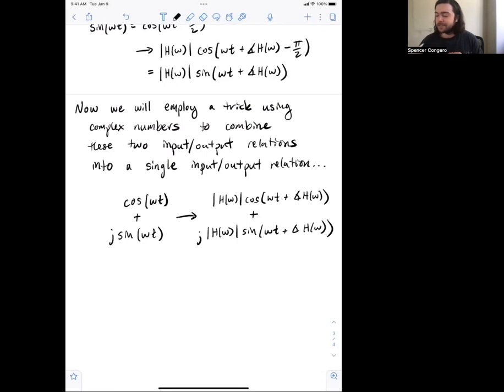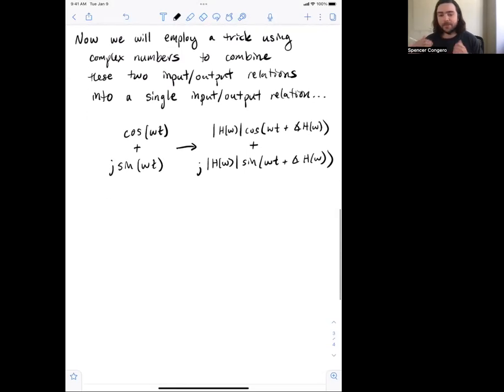Okay, so now let's simplify both sides and see if this is actually any simpler. Right now it looks more complicated. Does this become any simpler once we simplify both sides? And it actually does. So what do we get over here? Well, we have cosine of something plus j sine of something. That's exactly Euler's formula. What do you know? We just get this nice clean expression, e to the j omega t.